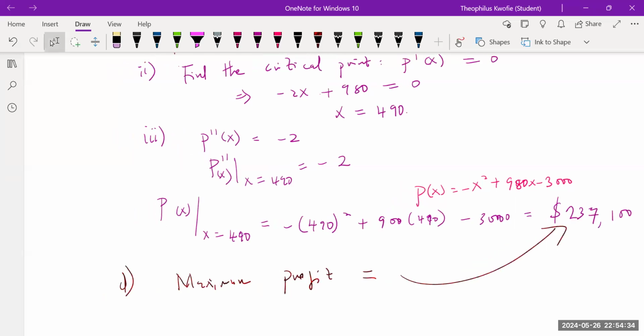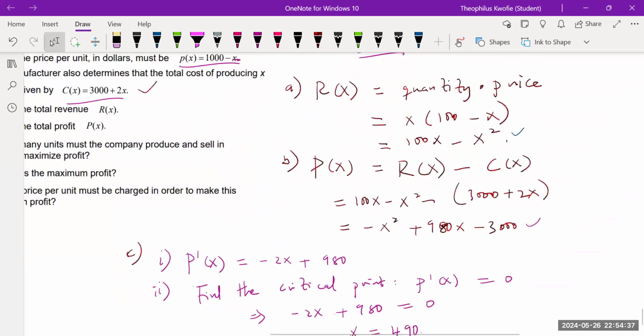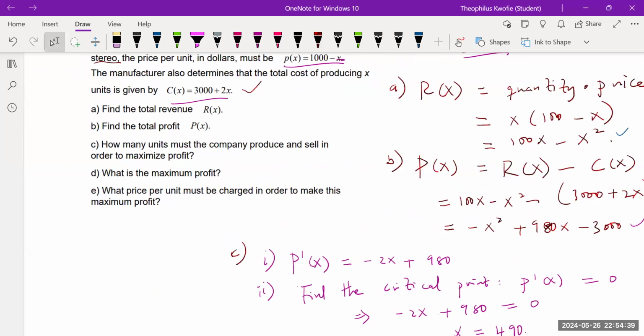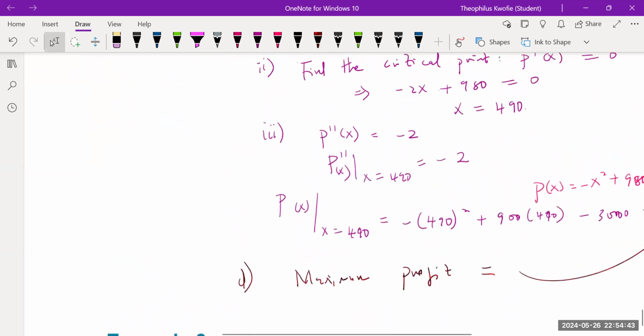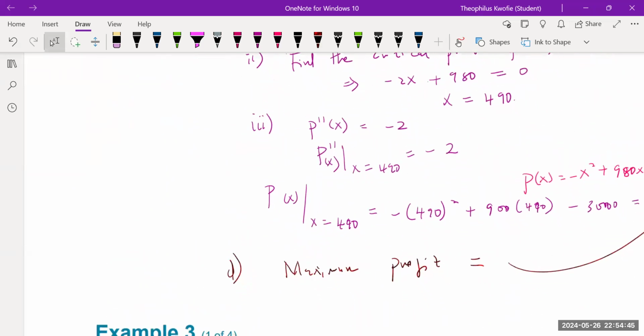All right. And the last question says, what price per unit must be charged in order to make the maximum profit? So that's the E part. It just means that we need x equal to 490. So 490 units are to be bought and then sold in order for us to make such a profit. Is that okay? Very important.